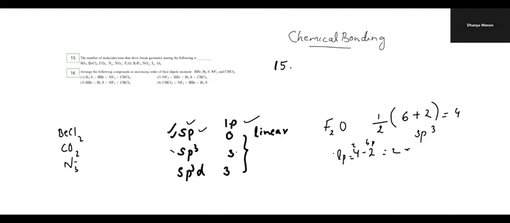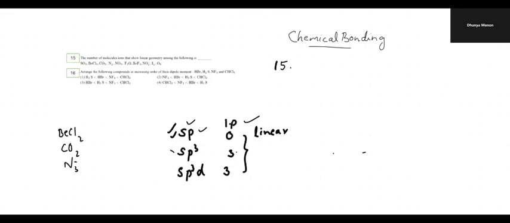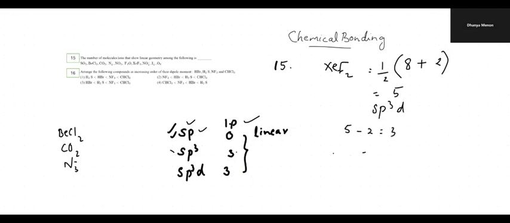The next one is XeF2, which is half of 8 electrons in the outermost shell of xenon plus 2 monovalent atoms, that is equal to 5. So 5 means sp3d, and 5 minus 2 bond pairs is 3 lone pairs. So this comes in this category. So XeF2 has a linear shape.